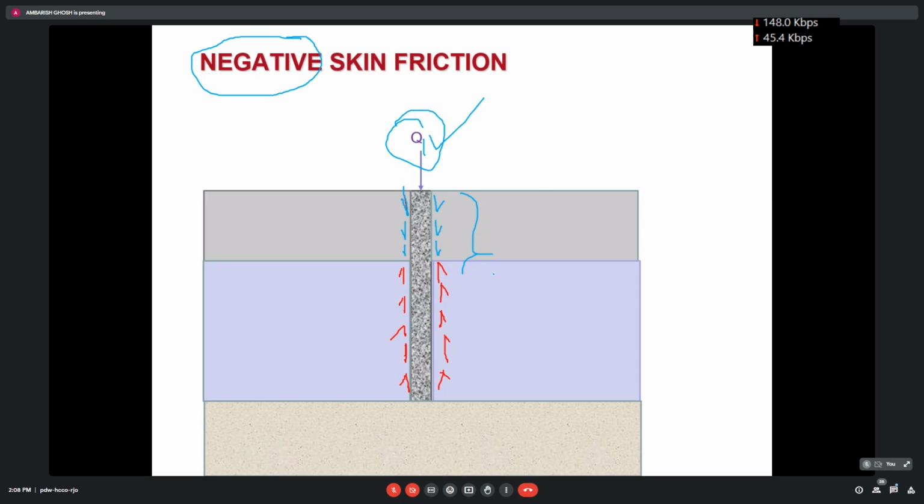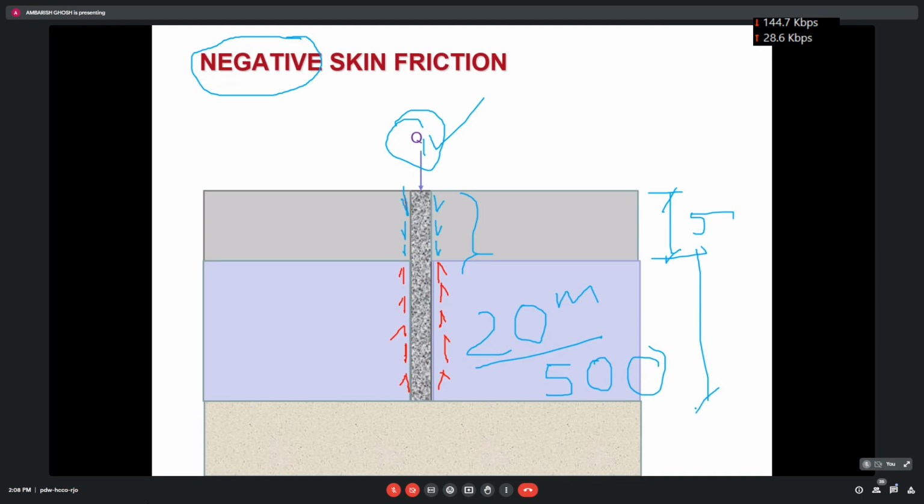Okay, let us solve a problem. Suppose this is the same problem, let us take a 20 meter length pile, 500 mm diameter. The capacity will be less here. So let us take this layer as 5 meter, and you calculate the negative skin friction over this 5 meter, and this is 15 meter. And here suppose the cohesion is only 10 kilopascal. Now can you calculate the negative skin friction?